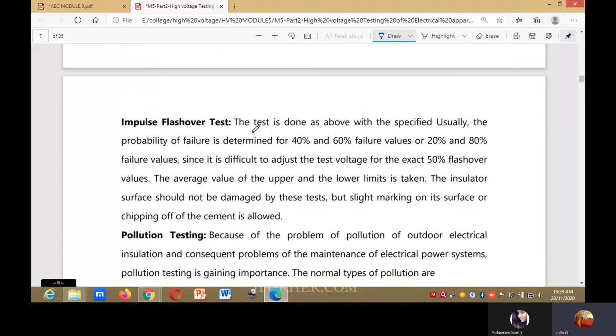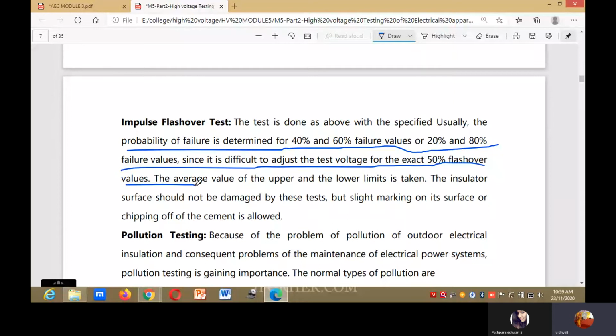Impulse flashover test. The test is done as above with the specified voltage. Usually, the probability of failure is determined for 40 to 60% failure values or 20 to 80% failures. Since it is difficult to adjust the test voltage for the exact 50% flashover value, the average value of the upper and the lower limits is taken.